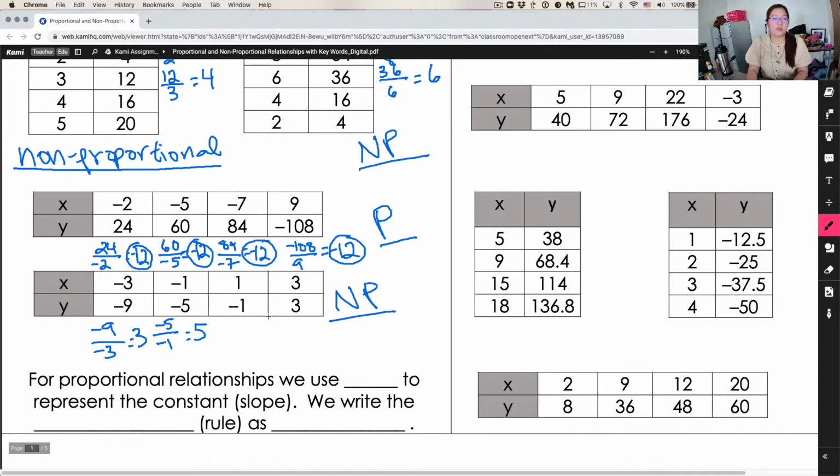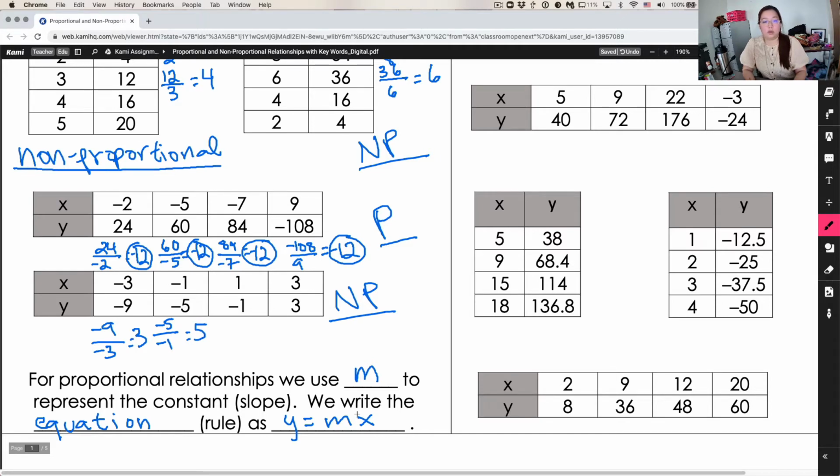Okay, so let's fill in this little text on the bottom. For proportional relationships, we use m to represent the constant slope. So we're going to write the equation as y equals mx. Now we've also used k before to represent the same thing, but as we start doing more and more of these equations and graphs, you're going to see m come up more often, so we're just going to go ahead and start setting those habits early. Okay?